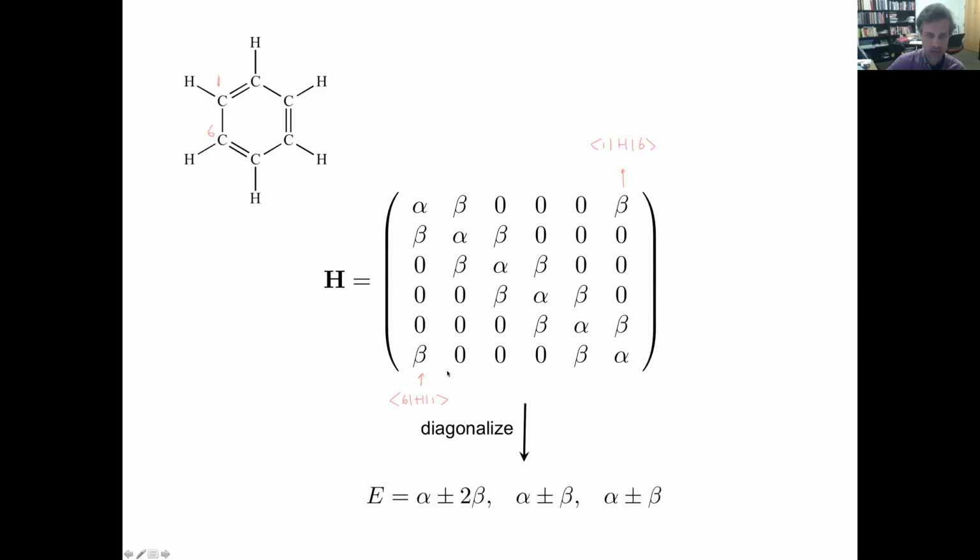All right, so if you do that, we don't have to explicitly write out the matrix again. We just need to know the values on the diagonal after I diagonalize this matrix. What you find in this case are 6 different values: alpha plus or minus 2 beta, alpha plus or minus beta, and alpha plus or minus beta. Okay, so you see there's some similarity between these two guys here. So let's put this into a molecular orbital diagram.